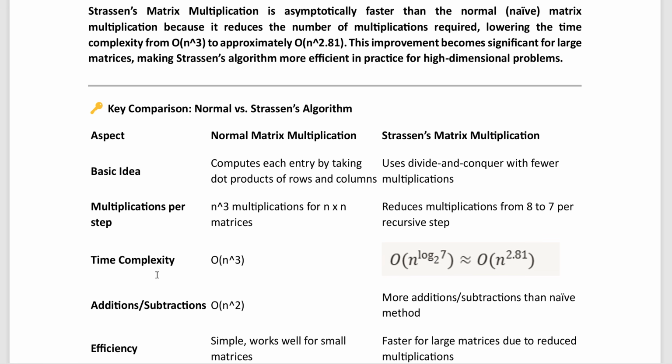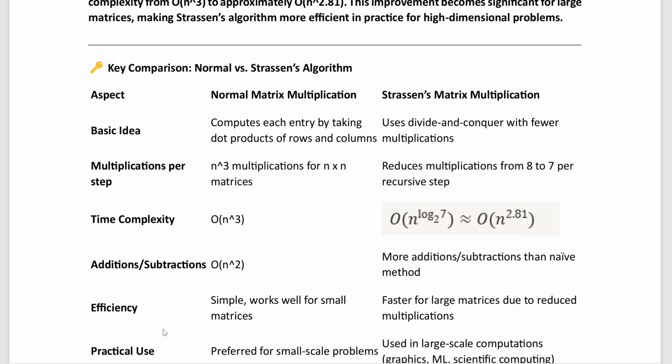The time complexity of normal matrix multiplication is big O of n raised to power 3, whereas the time complexity of Strassen matrix multiplication is big O of n raised to log 7 to the base 2, that is approximately equal to big O of n raised to power 2.81. The number of additions and subtractions required in normal matrix multiplication is big O of n raised to power 2, but in Strassen's matrix multiplication, more additions and subtractions than the naive method are required.